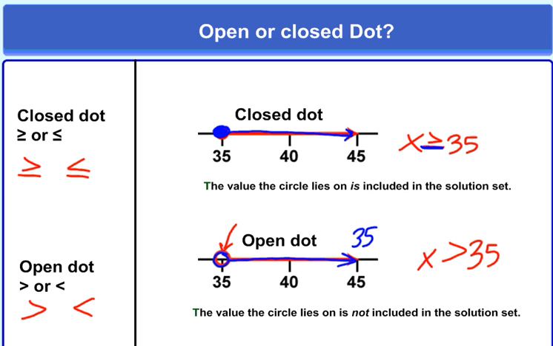Even 35.001 would work, and everything larger. So that open dot means that the value is not included. The closed dot means that the value is included. And so you can remember it by if there's that little line underneath, that line that means equals to, there's an extra line, which means you have to do some extra coloring.